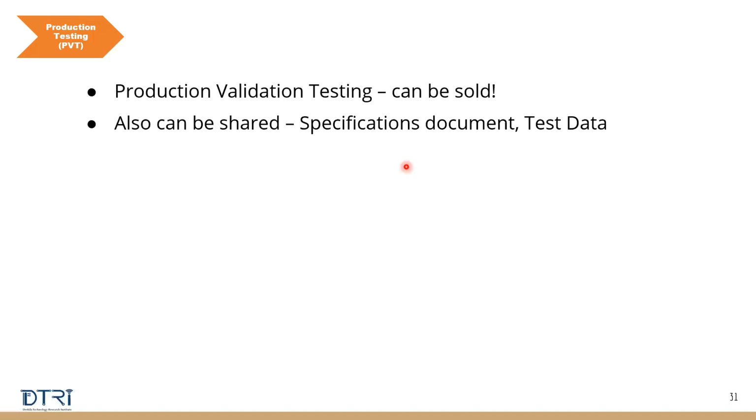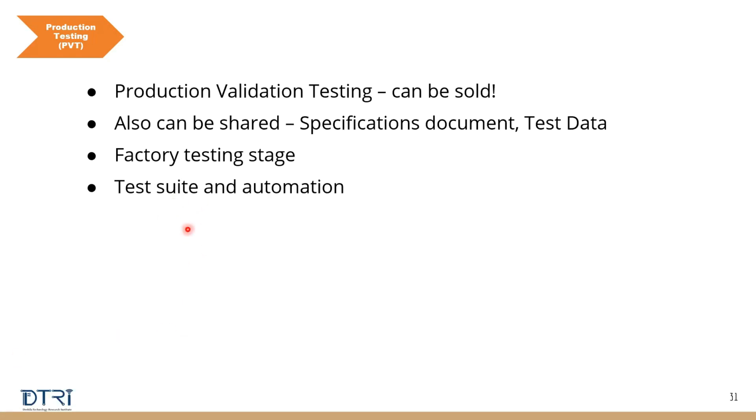Okay. And one thing is, at this stage, you are actually in a factory testing stage, because you're building probably thousands of devices here. If you look at EVT and DVT, we are building small quantity. I said limited quantity, right? You're building 50 devices, 100 devices, or let's say 200 devices. But in a PVT stage, maybe you are building thousands of devices. So you have to use some test suite and automation, and you test it in a factory.